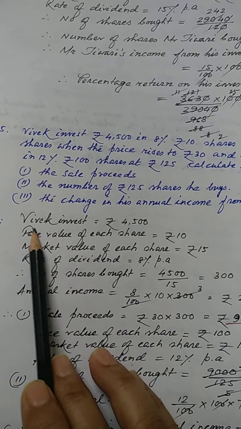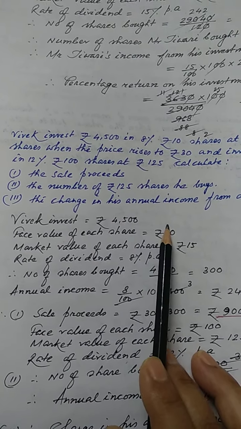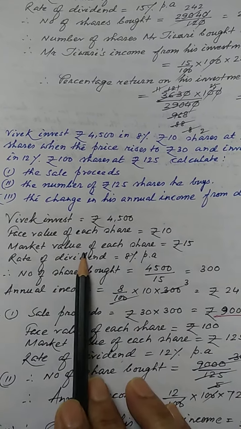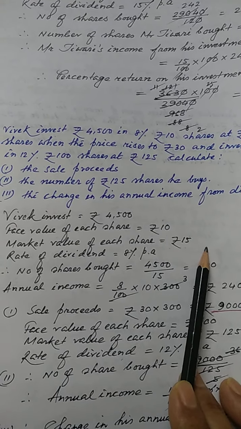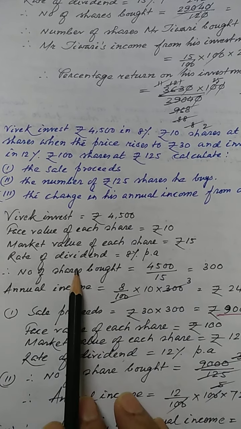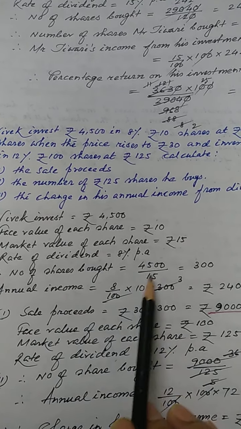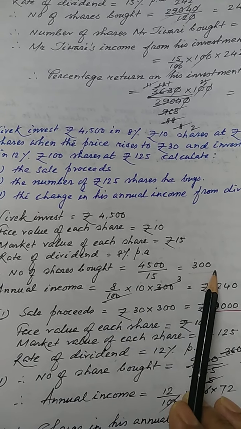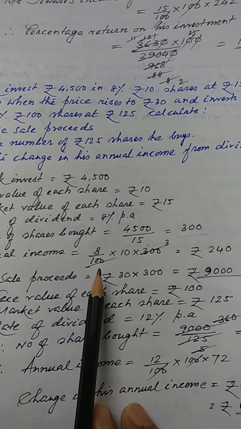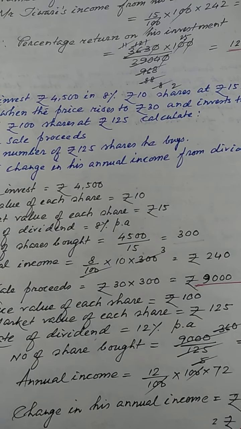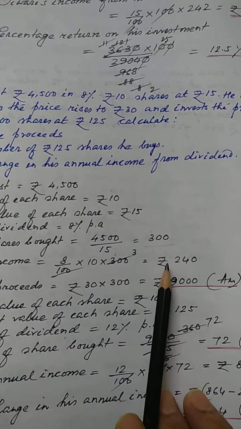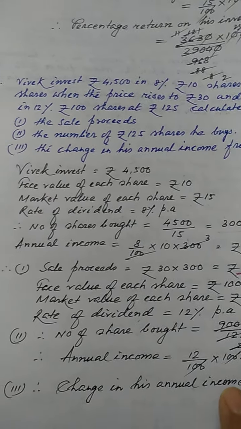So here Vivek invests rupees 4,500. Face value of each share equals rupees 10. Market value of each share equals rupees 15. Rate of dividend is given as 8% per annum. So number of shares bought will be 4,500 divided by 15, that is 300. And annual income will be 8 by 100 into 10, that is 8% of 10 rupees, so 8 by 100 into 10 into number of shares 300. So it's coming rupees 240.